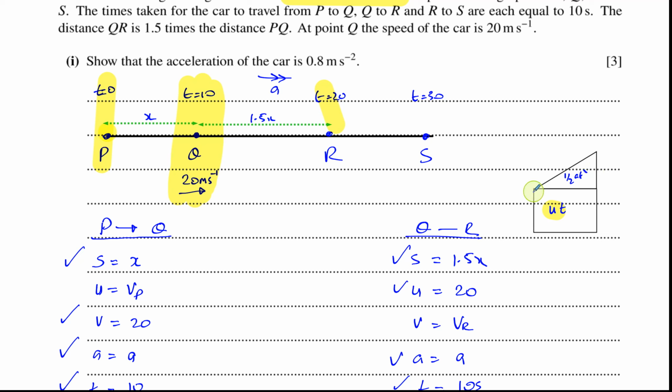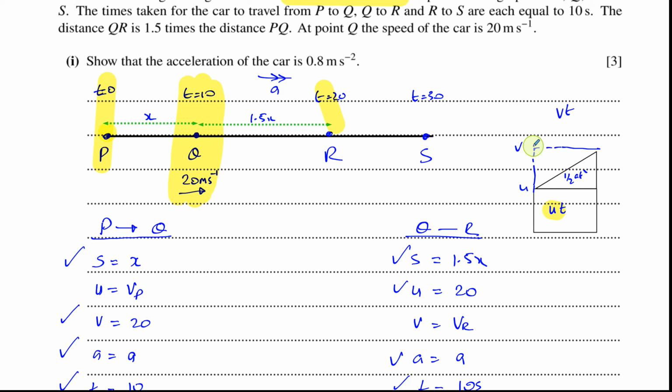And if you consider the whole rectangle, the area of the whole thing is V times T, because here this is U and this is V, right? So this is like a speed time graph. This part is the rectangular part, so altogether it's like a trapezium. So you're going to have UT plus a half AT squared for the total area under the shape.